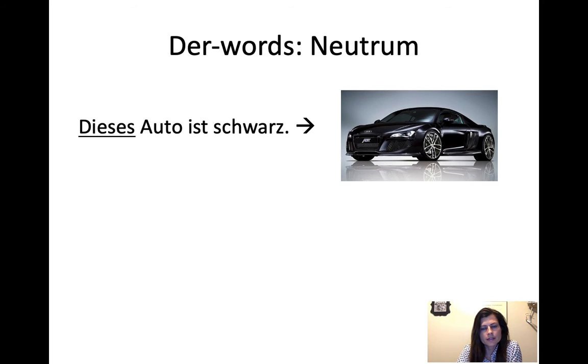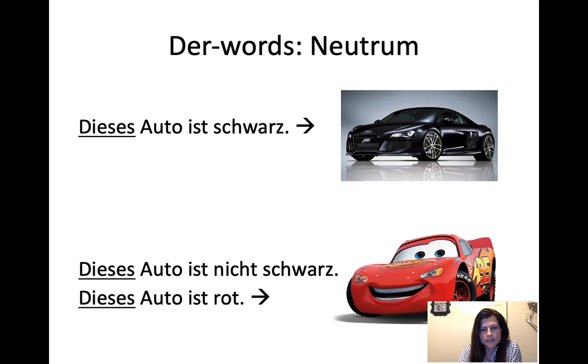Neuter. Dieses Auto ist schwarz. This car is black. Dieses Auto ist nicht schwarz. Dieses Auto ist rot. So in contrast, this car is not black. This car is red. Dieses Auto ist rot.